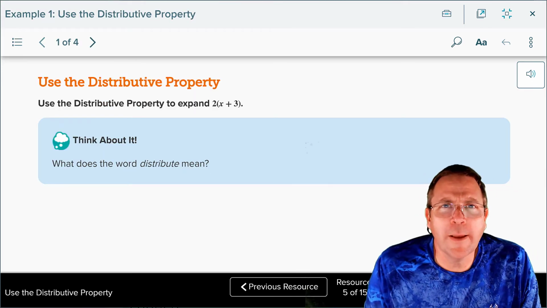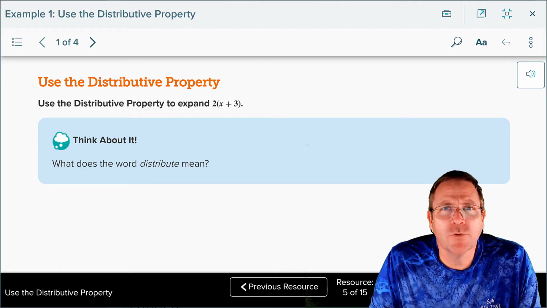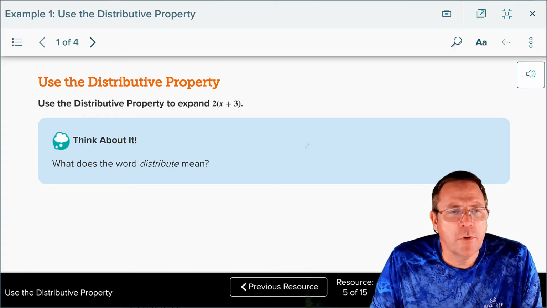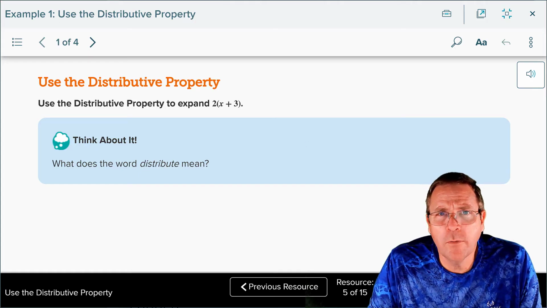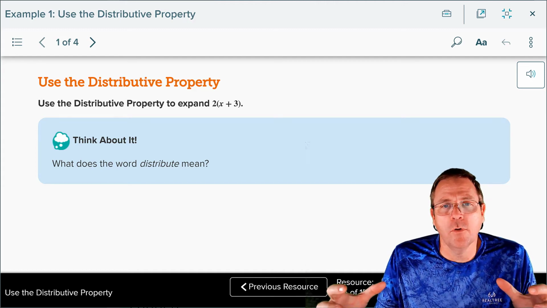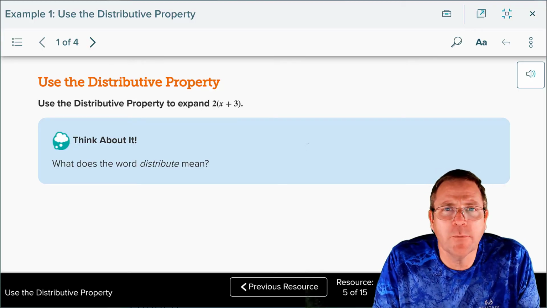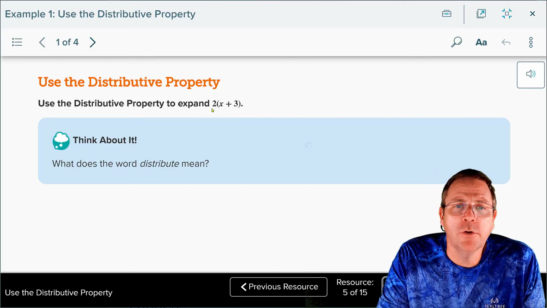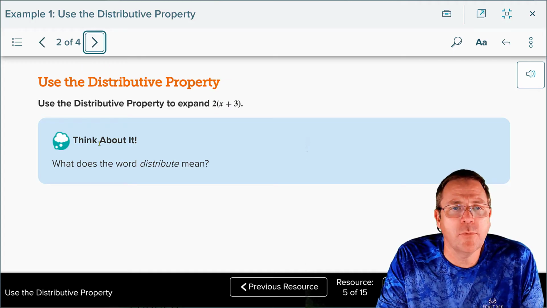So let's look at example 1 for using the distributive property, and we'll use it to expand 2 times the sum of x and 3. First off, it asks us, what does the word distribute mean? Well, you have distributors who distribute goods that people are buying, so they buy a lot of things in wholesale and they're distributed out through lots of different places. And that's kind of what we're doing here. We're taking that 2 and we're distributing it out through everything inside the parentheses.